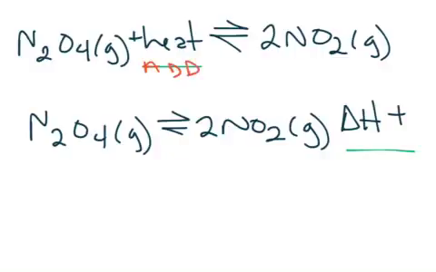That's the same thing as saying we're adding heat, but this time the heat is being added to the left. So too much heat on the left means we need to move to the right. If we're cooling the system down, then that's the same thing as saying that we're removing heat. So the only way to replace heat that's being removed is to move in the exothermic direction, which in this case would be the left.